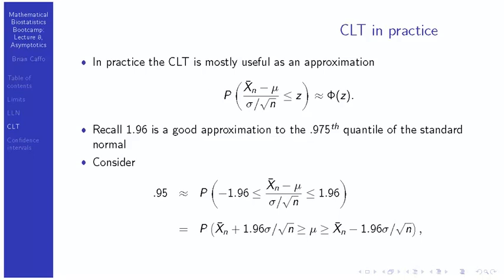So the reason we use the central limit theorem in practice, it's useful as an approximation, basically saying that the normalized mean has a distribution that's approximately like the standard normal distribution.